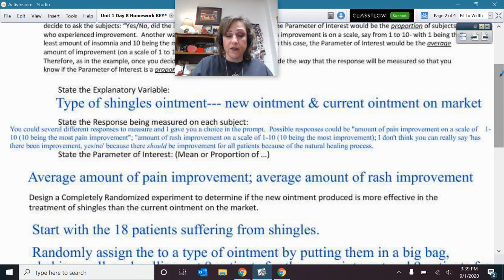Okay, so here we go. So our explanatory variables are those 2 types of ointments, the new ointment and the current ointment. So here you can see this is one where we have a control group. The control group is not nothing. The control group is the current ointment, because that's just mean to not give them anything, especially when we know there is something that does help. Okay? All right.